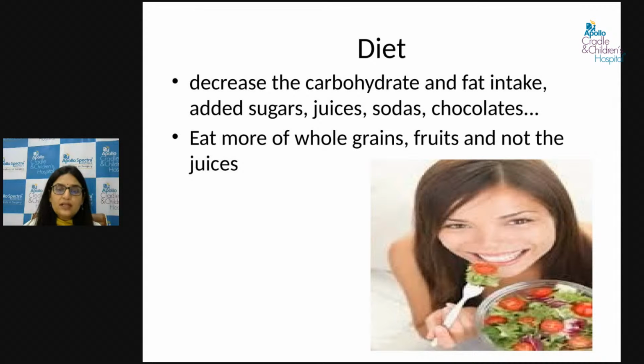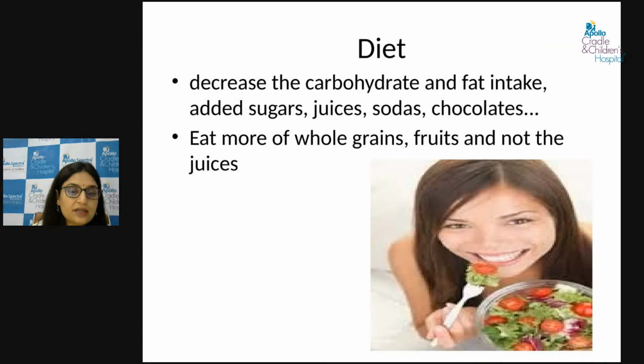So eat more whole grains and fruits, not the juices. Simply, people think they are taking healthy food, but they are including fruit juices in their diet. I just wanted to emphasize here, even if you are trying to lose weight and you are not taking carbs, but you are taking juices every day, multiple times through your whole day's meals, that is not good at all. The basic purpose is to balance your diet with whole grains, fruits, and veggies. All things should be there.